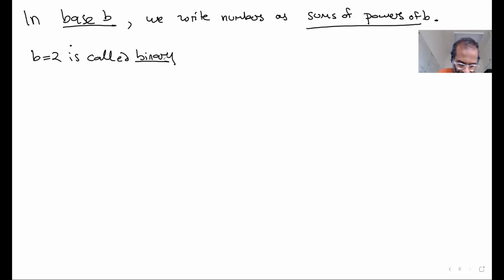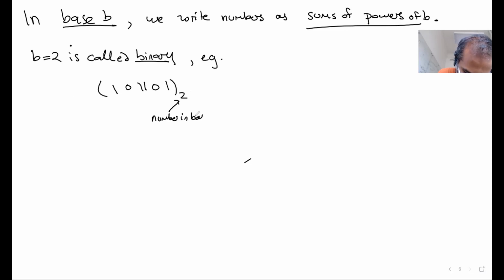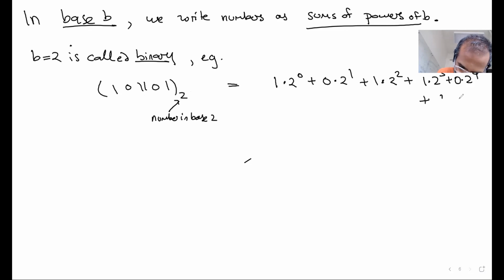So for example, here's a number 101101. I'm going to write it with subscript 2 to indicate that this is a number in base 2. It is the number 1 times 2 to the 0 plus 0 times 2 to the 1 plus 1 times 2 to the 2 plus 1 times 2 to the 3 plus 0 times 2 to the 4 plus 1 times 2 to the 5.